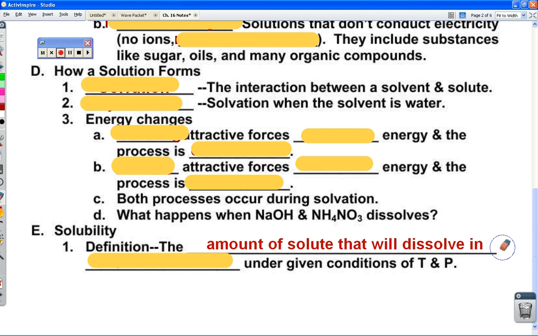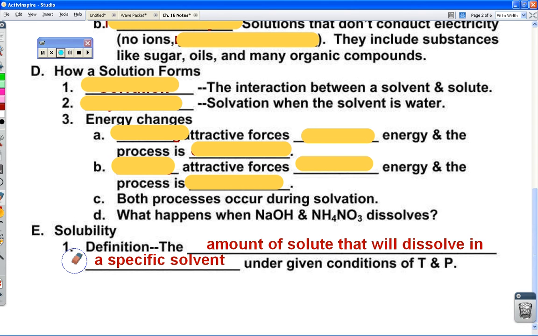Solubility is an actual noun. It is a characteristic of a solute in a solution. So the solubility of a solute is the amount of solute that will dissolve in a specific solvent under given conditions of temperature and pressure. Sometimes, and you guys have probably experienced this before, you can dissolve more stuff in warm solution than cold solution.